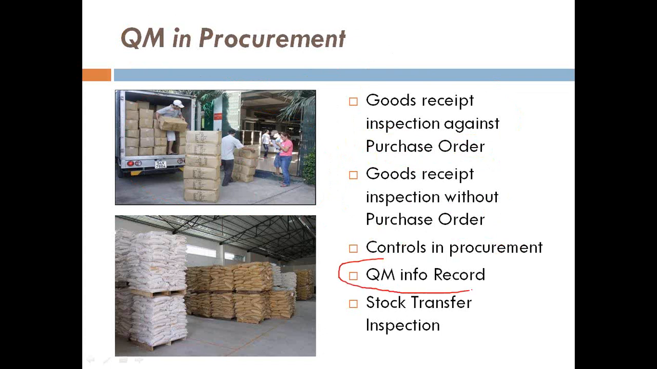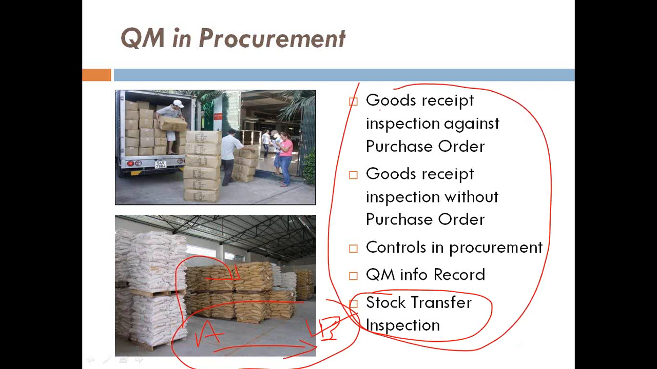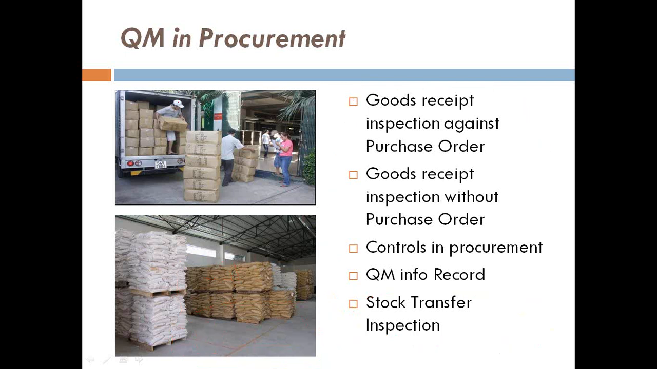Do we also learn about this movement type? Yes, we will learn movement type. When you do GR, when you receive the material, the movement type will happen automatically. Then stock transfer inspection. Sometimes in the industries they move the material from one storage location to another, or from one plant to another plant, plant A, plant B. When they move this, how to do quality inspection in the receiving plant, all those things we will learn. So this is QM in procurement.